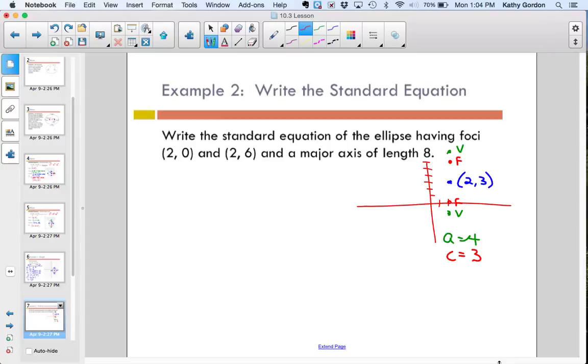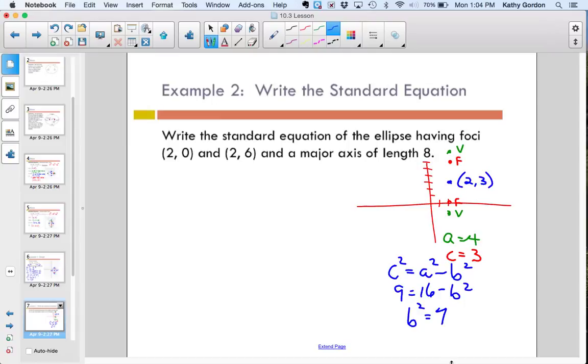Because now I can go back to that C squared equals A squared minus B squared formula, plug in the A and the C, solve for B. So, if C squared equals A squared minus B squared, this is going to be 9. This is going to be 16. So what's B squared going to have to equal? 7.